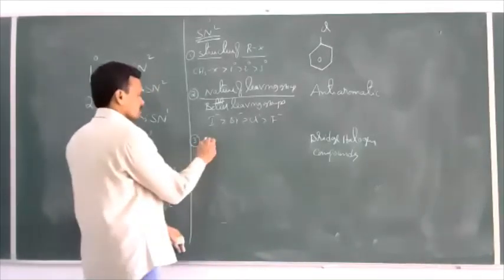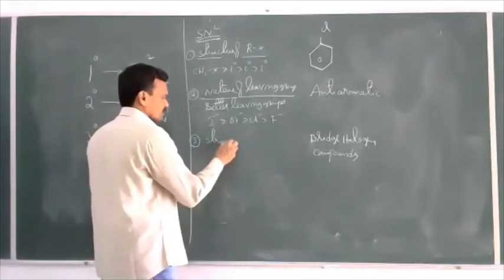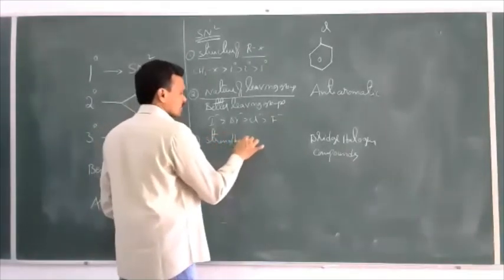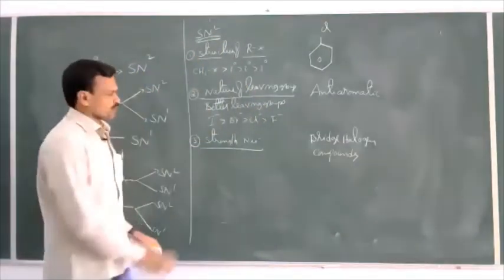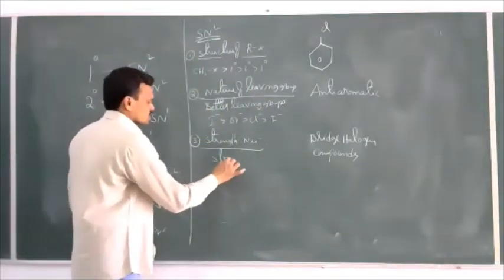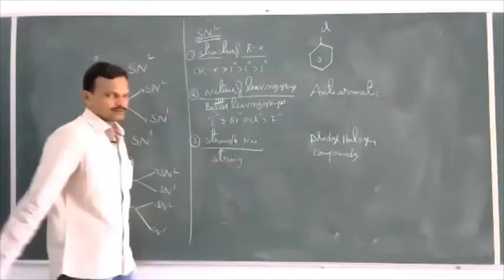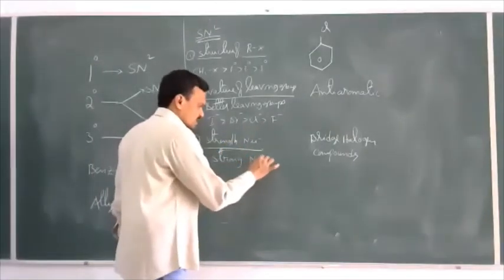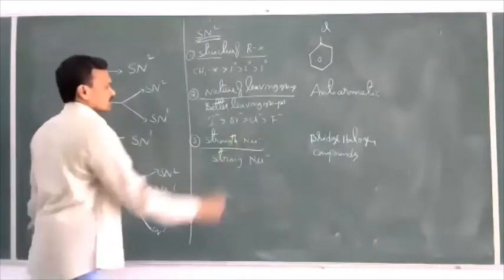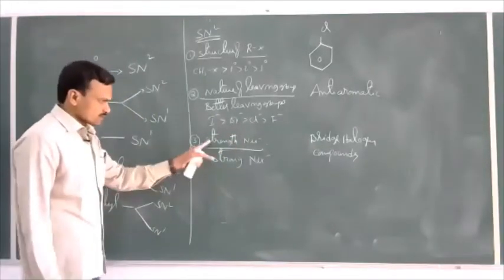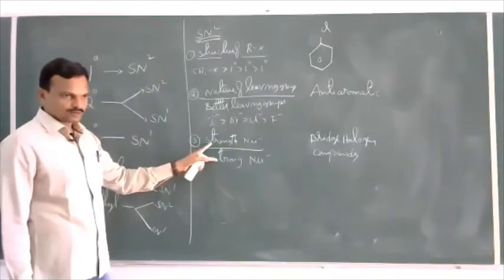And third one, strength of nucleophile. That is nothing but the concentration of nucleophile. So for an SN2 reaction to take place, we require a strong nucleophile. That is, the attacking nucleophile must be stronger than the leaving nucleophile. So a strong nucleophile is required for this.